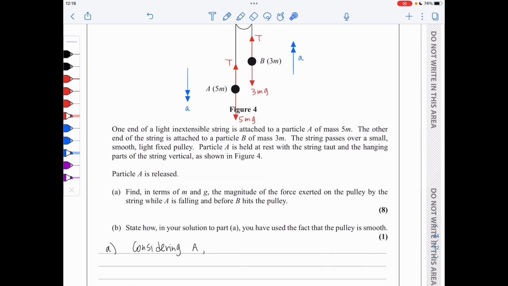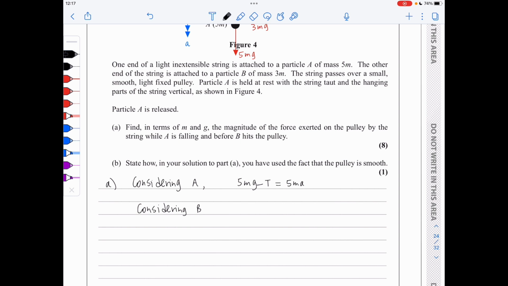So considering A, we've got forces acting downwards minus forces acting upwards is mass times acceleration. So we've got that 5mg minus capital T is 5ma. Similarly, considering B is moving upwards, so forces acting upwards minus forces acting downwards is mass times acceleration.